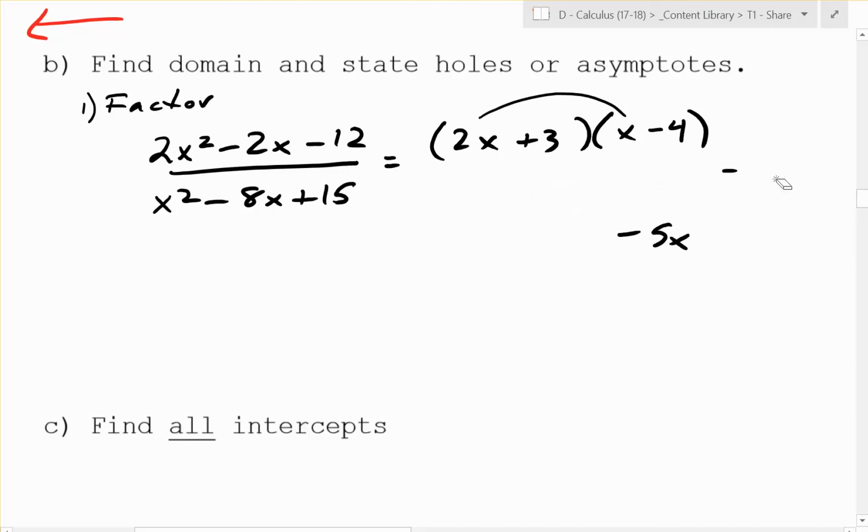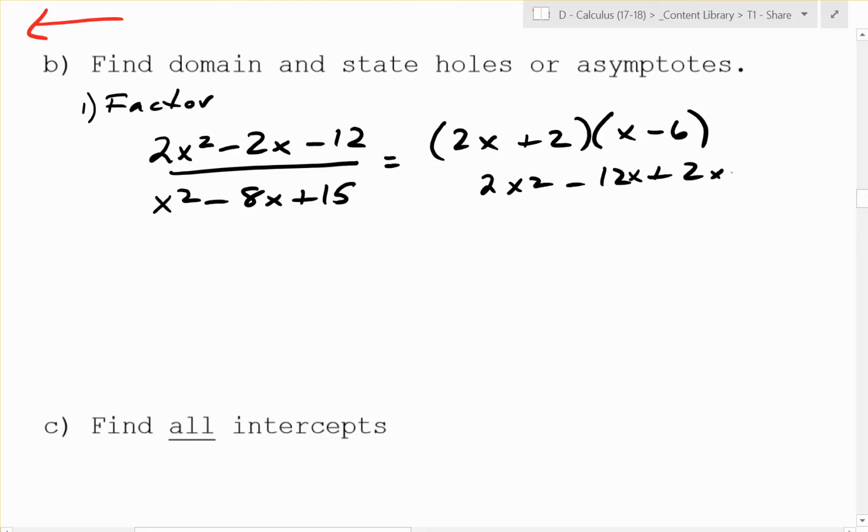So that's not correct. Okay, so we're pretty close here. What about, I don't know, -6 and 2? 2x squared minus 12x plus 2x minus 12. Well, that's definitely not -2x. So that didn't work. So what are other two numbers that could multiply together to get -12?